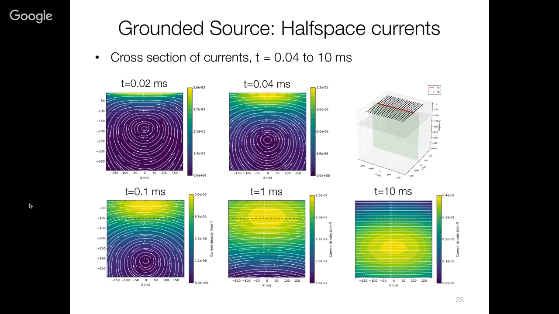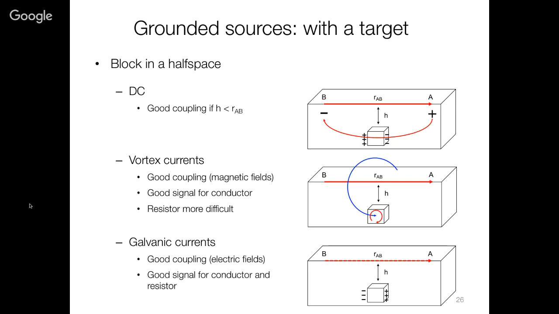Turn the current off, get an image current that's developed. Nothing to keep that going. It just decays. Now it becomes a little bit more interesting. That was interesting enough, but this becomes good.